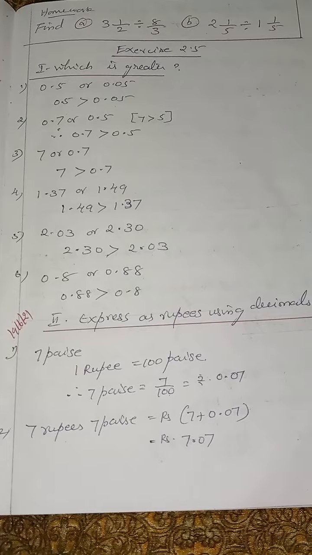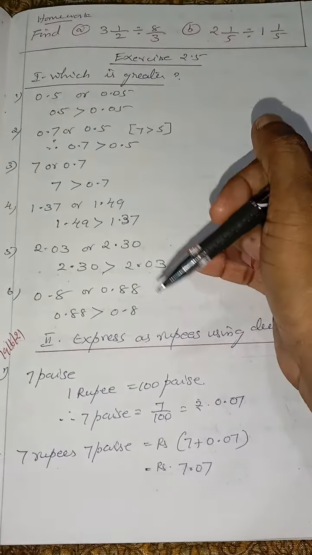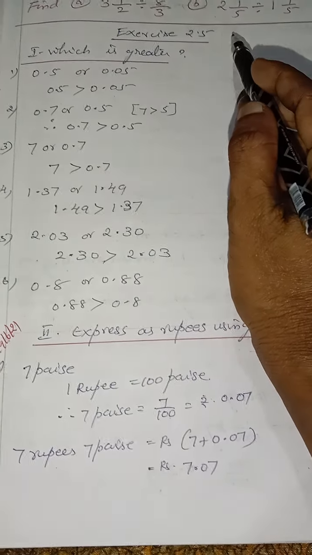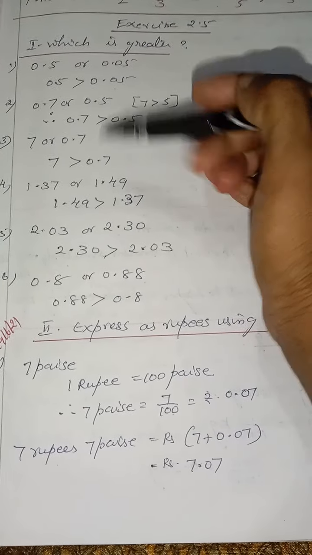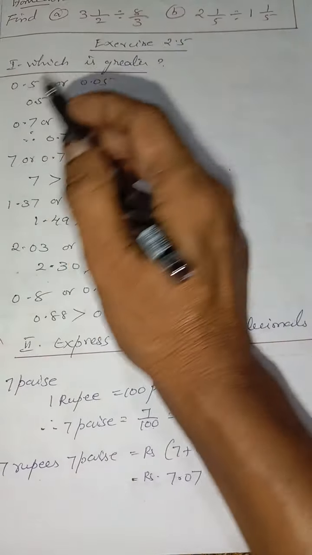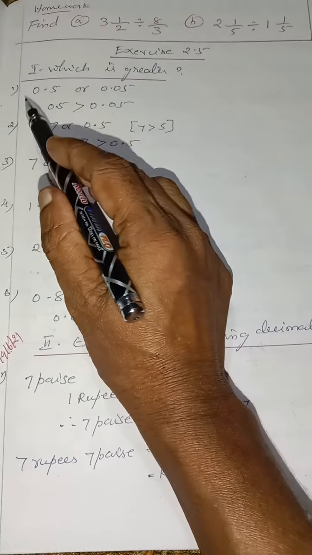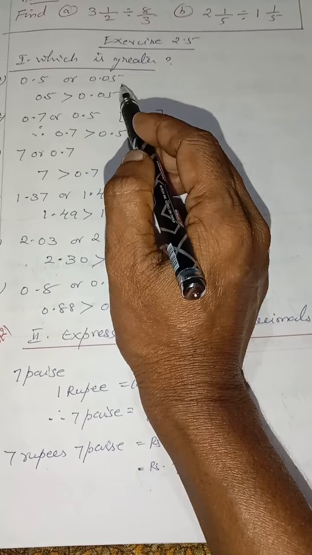Today we are going to see NCERT class 7th standard, second chapter, exercise 2.5. Okay, decimals. In this, the first question they have given is which is greater. We want to find which is greater, 0.5 or 0.05.